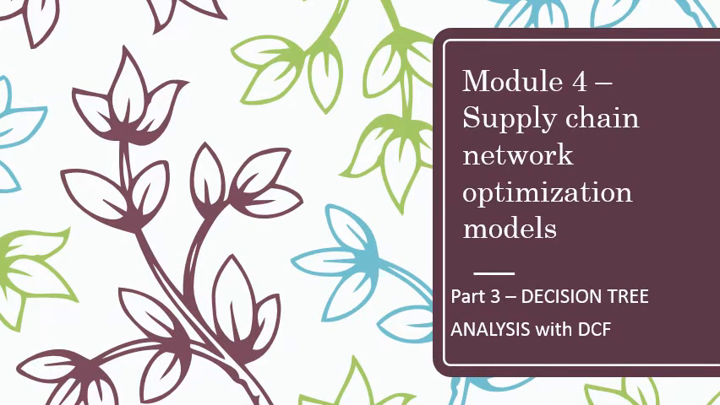Third part of module 4. In this part we will discuss decision tree analysis that includes the discounted cash flow, that is DCF. In the previous part we discussed the decision tree analysis, how it will help while making a decision under uncertain conditions.